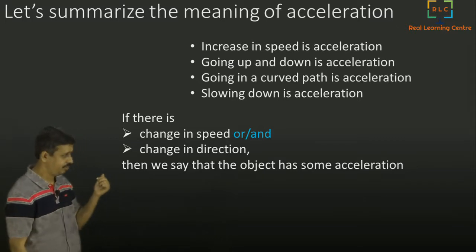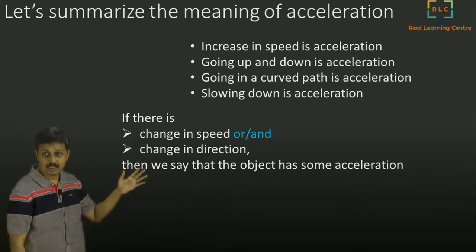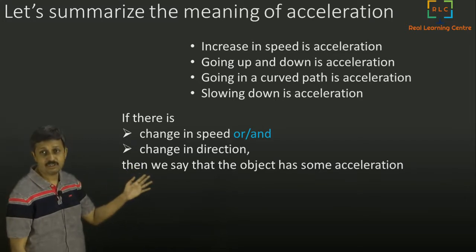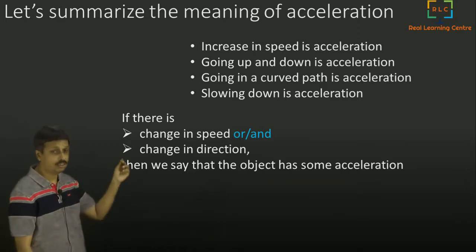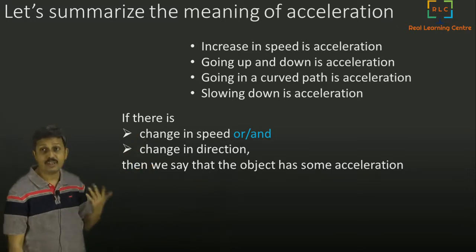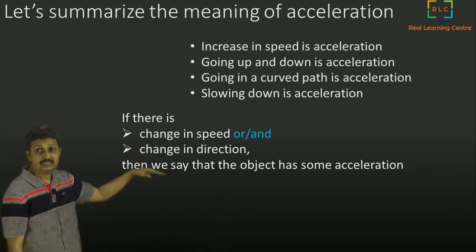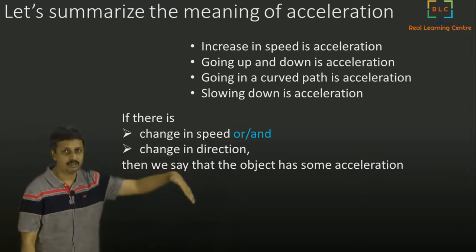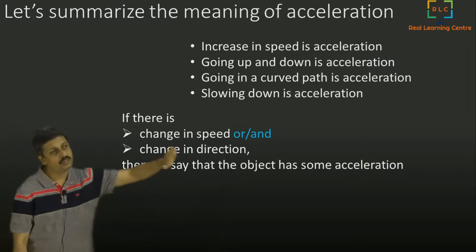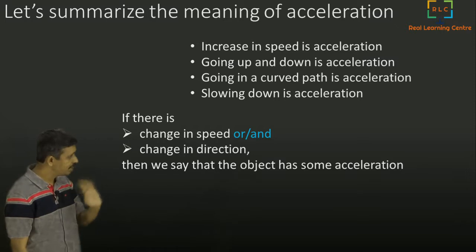If there is change in speed and or change in direction, then we say that the object has some acceleration, even if there is a change in speed or if there is a change in direction. So slowing down and speeding up, both of them come in the first line. Change in direction, which is going up and down like this, direction changing, once like this, once like this, and curved path, changing the direction all the time, that comes in the second line. So these two lines now summarize the whole thing.